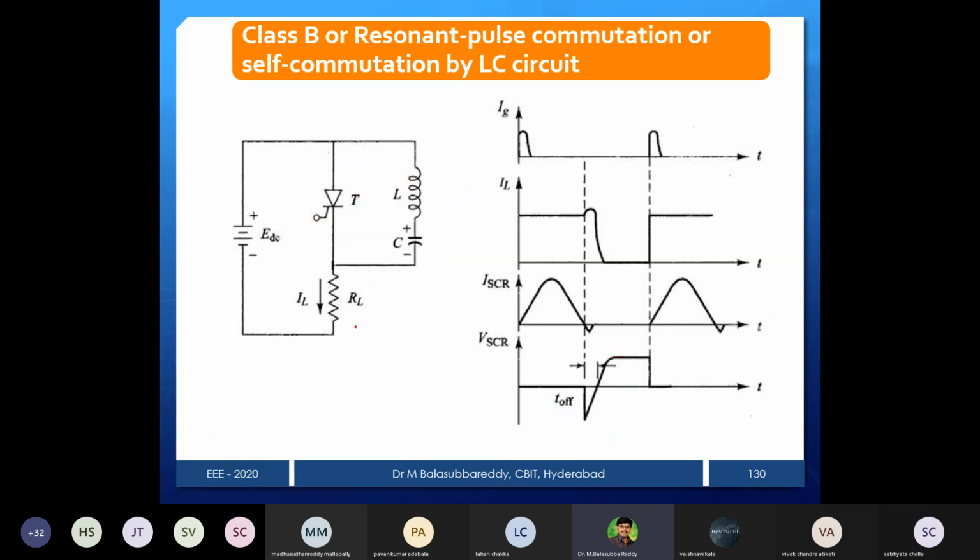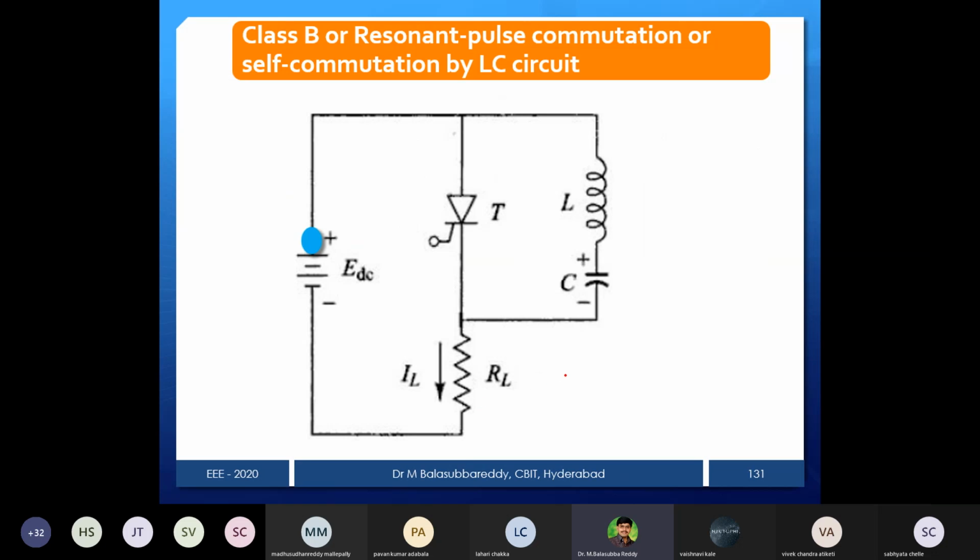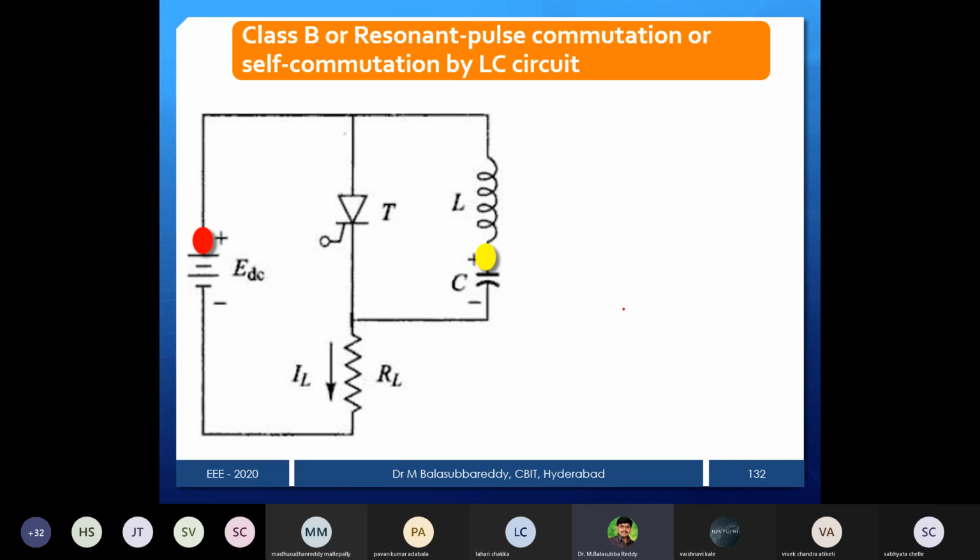The same thing, I have also prepared some slides for animation like this. We can see that initially, when the supply is given, the current passes through the inductor, capacitor and RL load. So that means the capacitor will be charged. After that, what do I have to do? I give the firing pulse to the thyristor T.